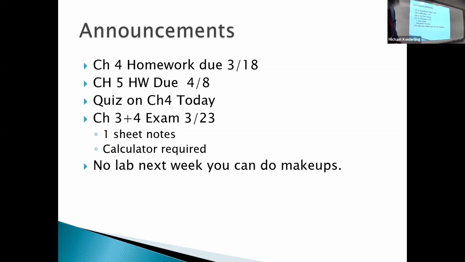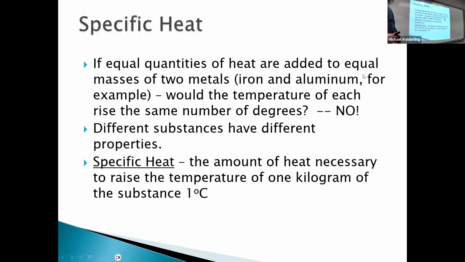So, just some quick review. Specific heat. If equal amounts of heat are added to two masses of metal, like iron and aluminum, would they raise the same number of degrees? No, because different substances have different properties. The specific heat capacity is the amount of heat required to raise the temperature of 1 kilogram of a substance 1 degree Celsius.